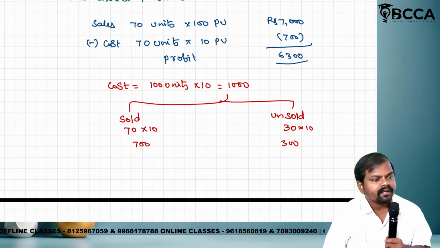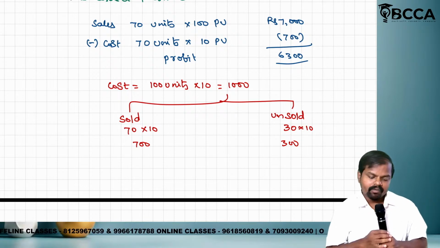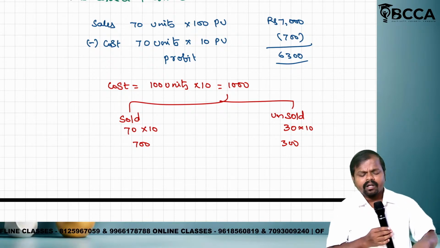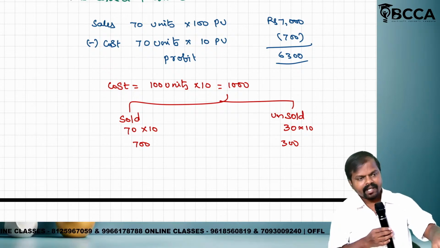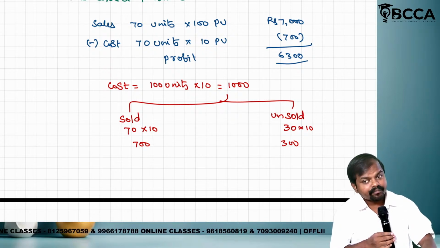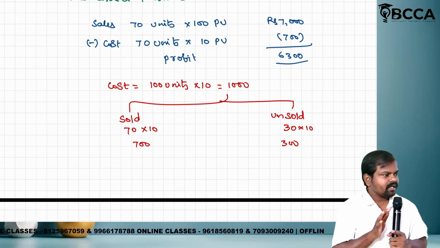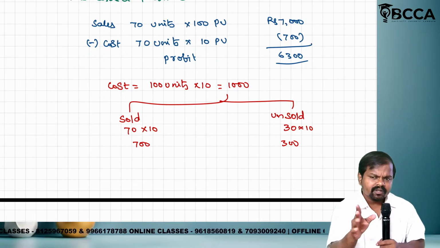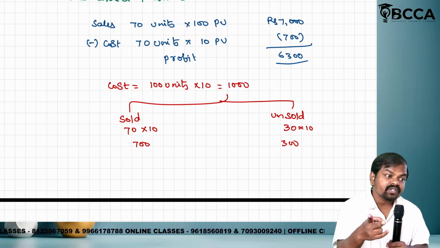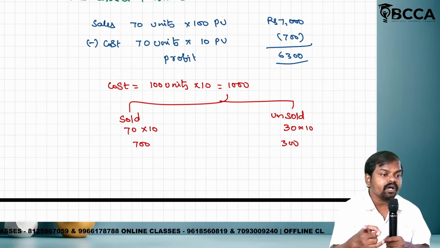Is it clear? Now tell me, my dear, what is meant by expired cost? Any cost which is charged against current year revenue. Is it right? Unexpired cost means cost which is charged or which is not charged. Which is not charged is called what?